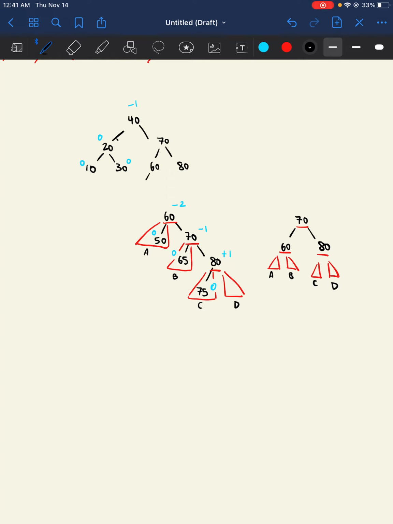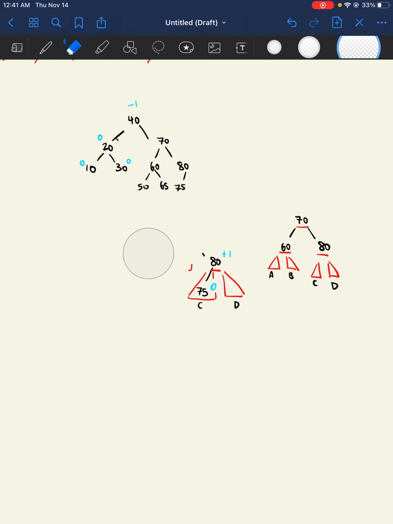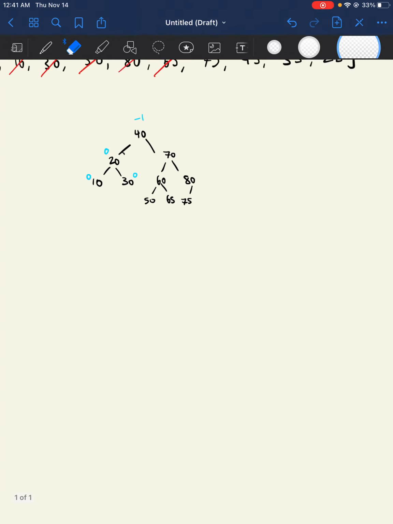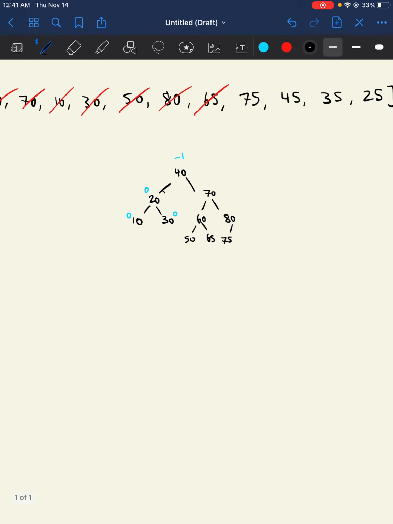Notice that A is 50, B is 65, C is 75, and then we didn't have a D. D subtree was null. Okay, so now we're done with that. Perfectly balanced. Oh, I suppose I didn't update the balance factors. Okay, we'll do that next time.